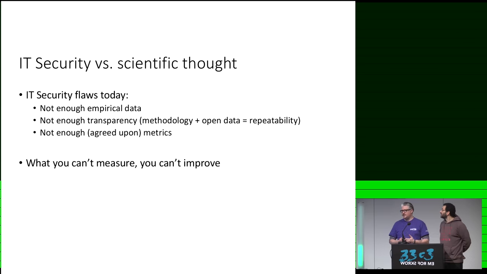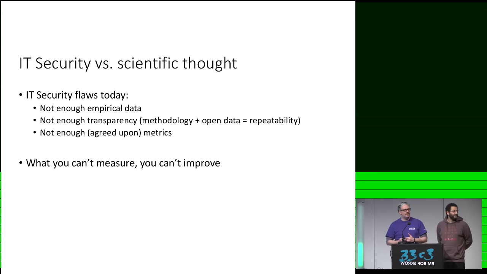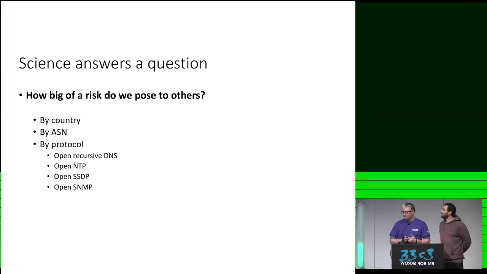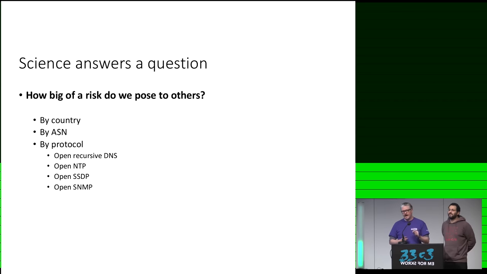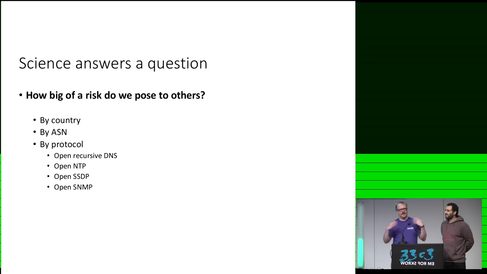So what we're trying to be is rough metrics in a land of no metrics at all. We know that some of these metrics won't be quite as accurate as we'd like, but we do have some raw counts about DDoS reflectors. And essentially, what you can't measure, you can't improve. So science, ideally, should answer a question, and the question we want to ask with this particular project is how big of a risk do we pose to others? So as a particular ASN or as a particular country, how many reflectors, DDoS reflectors, are we hosting?